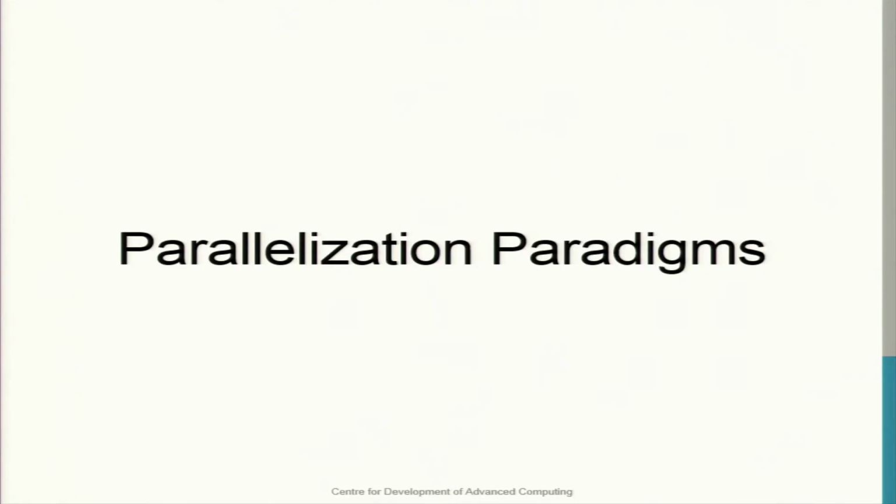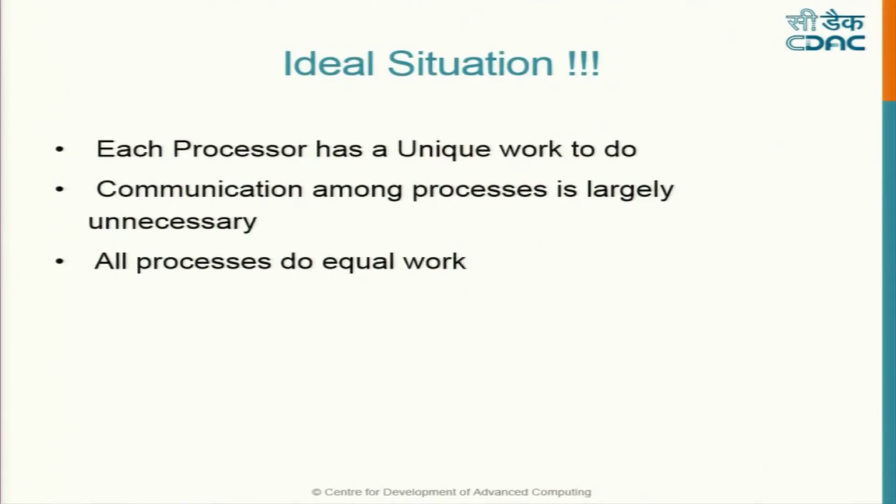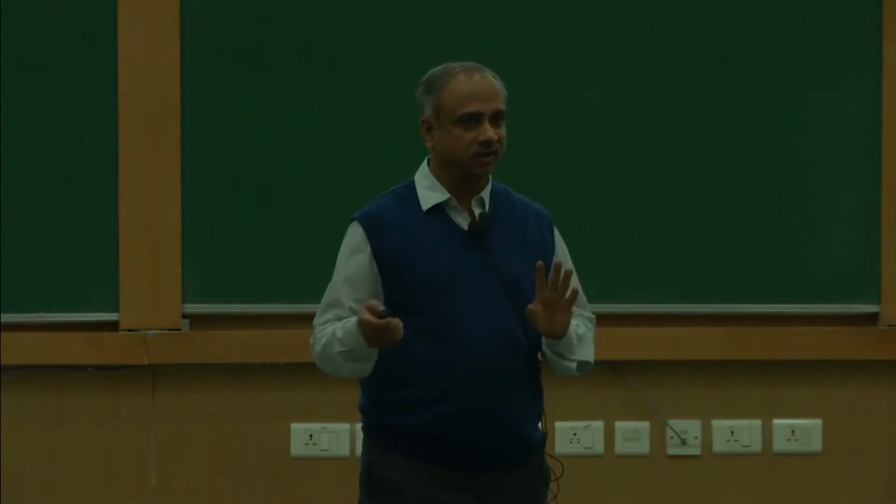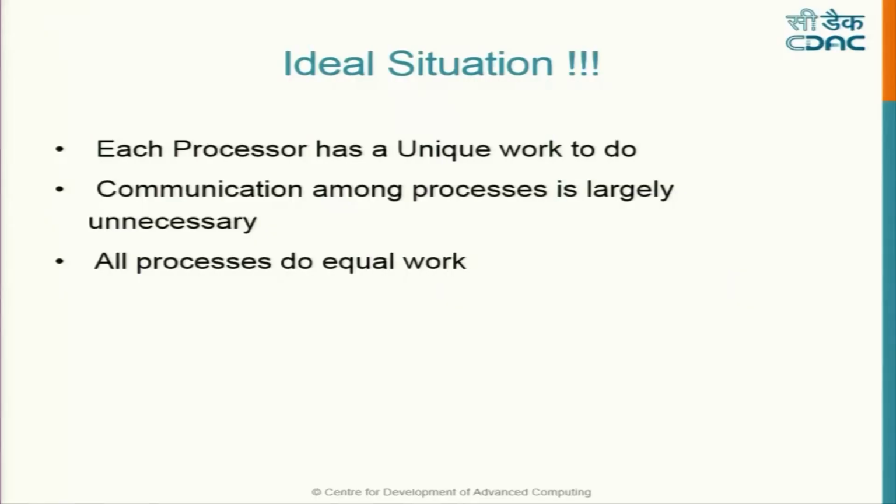So what are the paradigms for that? The ideal situation is you divide the work into as many processors as you have. Suppose you have 16 processors, you divide the work into 16 parts. And each processor's work is unique. When you say unique, it is not dependent on others.